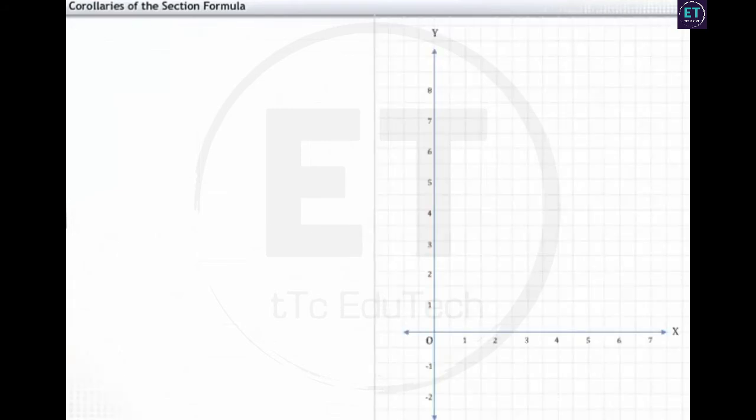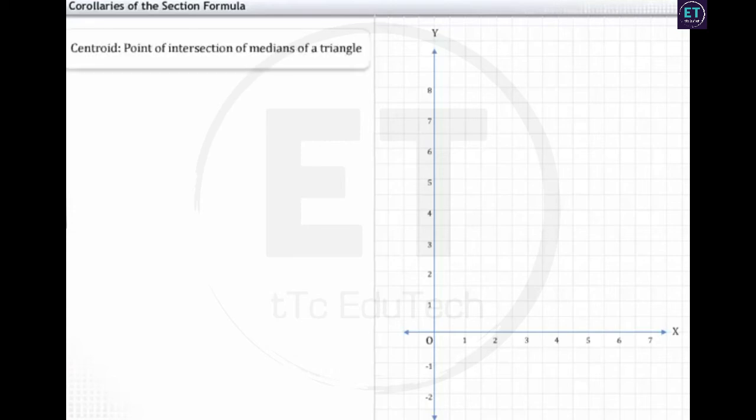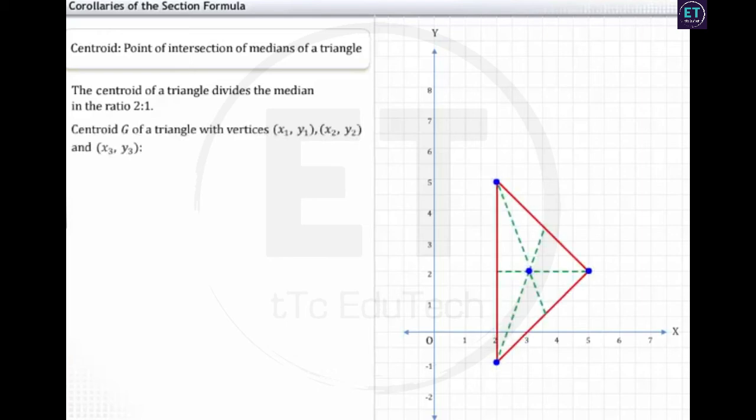The second corollary relates to the coordinates of the centroid of a triangle. The centroid of a triangle is the point of intersection of its medians. The centroid of a triangle divides the medians in the ratio 2:1. Thus, based on the section formula, centroid G of a triangle with vertices x1, y1, x2, y2 and x3, y3 is x1 plus x2 plus x3 divided by 3, y1 plus y2 plus y3 divided by 3.